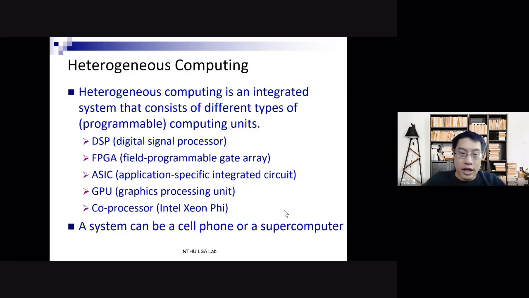Heterogeneous computing can happen at any scale, as small as just a phone or even an embedded system. They might already have the power of heterogeneous computing because you can install different kinds of processor chips on that embedded system. But it can also be as large as a supercomputer. As we mentioned, almost all the top 10 supercomputers possess heterogeneous computing power by installing GPUs or other coprocessors or accelerators.